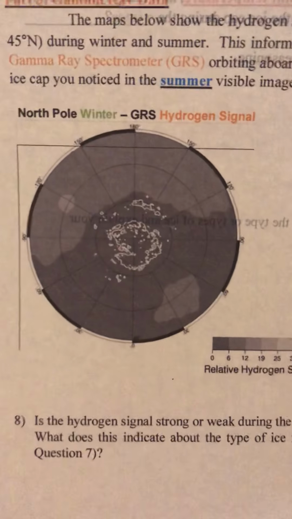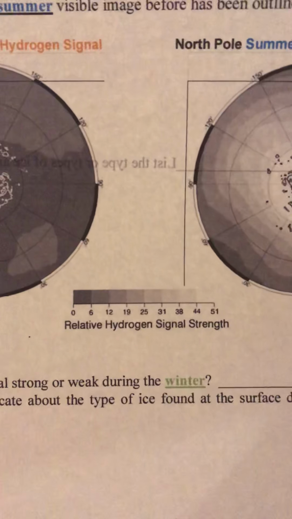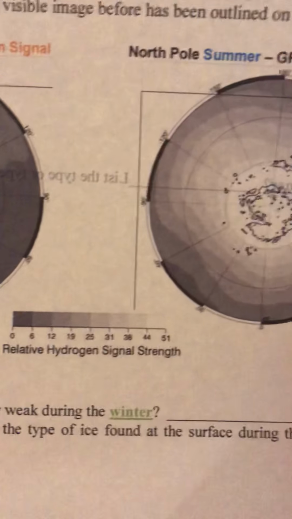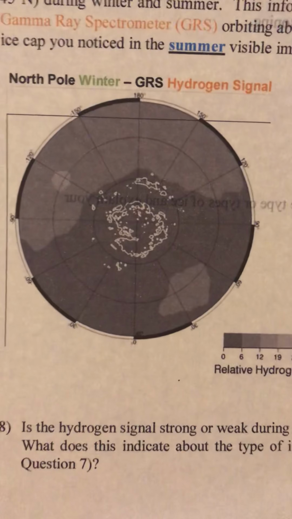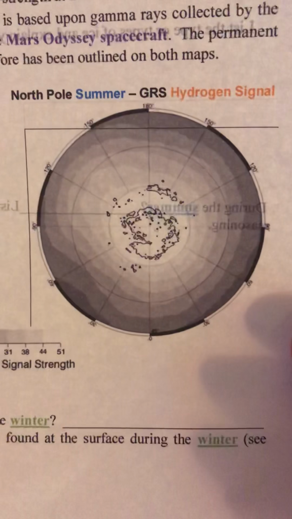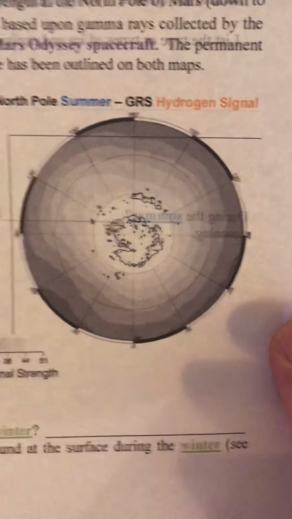When you're looking at the gamma rays, just notice they don't give you a specific value that shows it, but you see that the gamma rays are less intense in winter and more intense in summer.